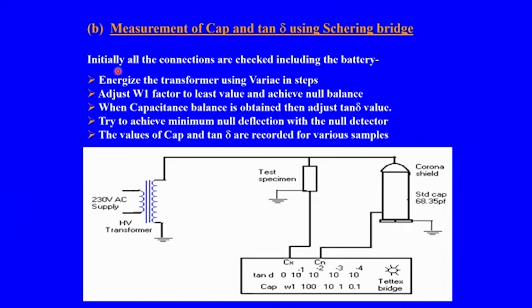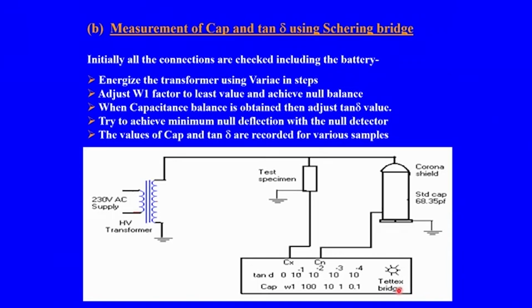Initially all the connections are verified, including the battery for the bridge, which is a TETX bridge for measurement. Then we have to energize the transformer using the dimmerstat or a variac in steps and adjust the W1 factor. Here the tan delta factor is here. For the capacitance we have various readings 100, 10, 1, 0.1 and so on. We have to adjust the factor to the least value and achieve a null balance in the meter which is being used. When the capacitance balance is obtained, then adjust the tan delta value.